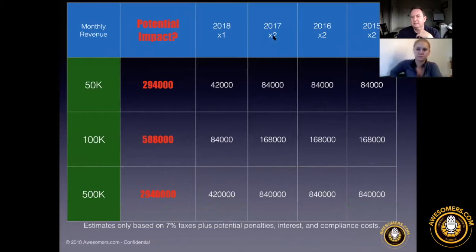You're going to have, what do they call those? Penalties and interest and other types of compliance things. So we're doubling what the actual rate would be. But if you go back to 2015, they will come after you for all of the history. And by the way, states can go back up to 6 years.